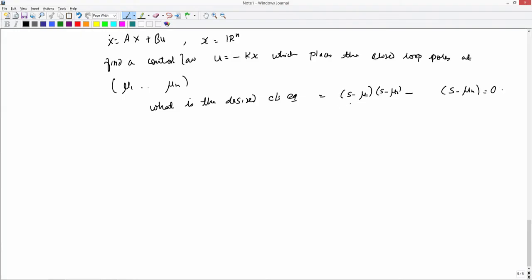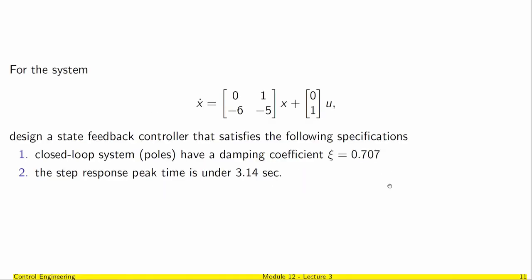Okay. I know all these numbers, right, I know all the mu 1. So, I have a polynomial in S to the power n with all the coefficients known to me. On the right hand side, I would have unknowns in terms of k1 till kn. So, I equate this to the characteristic equation which I get by det(SI minus A plus Bk). Okay. Let us write this down a little more formally now.